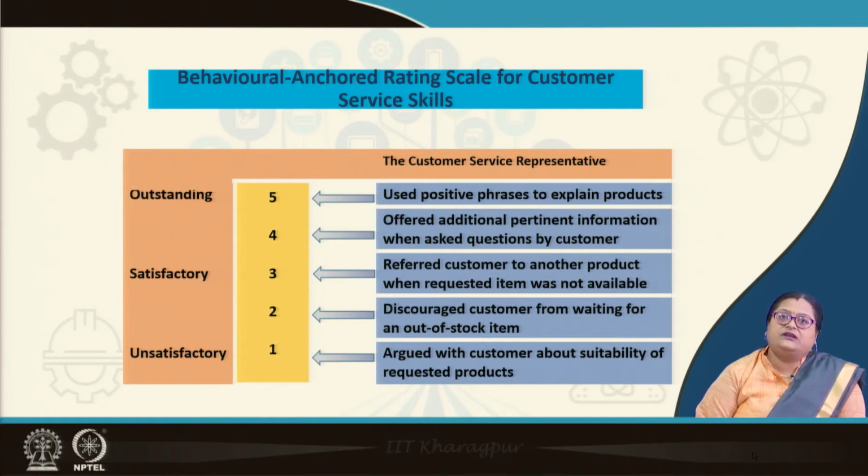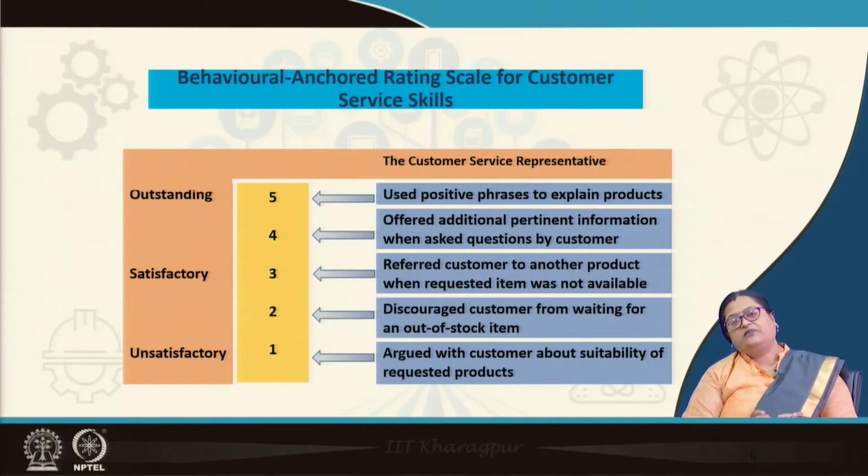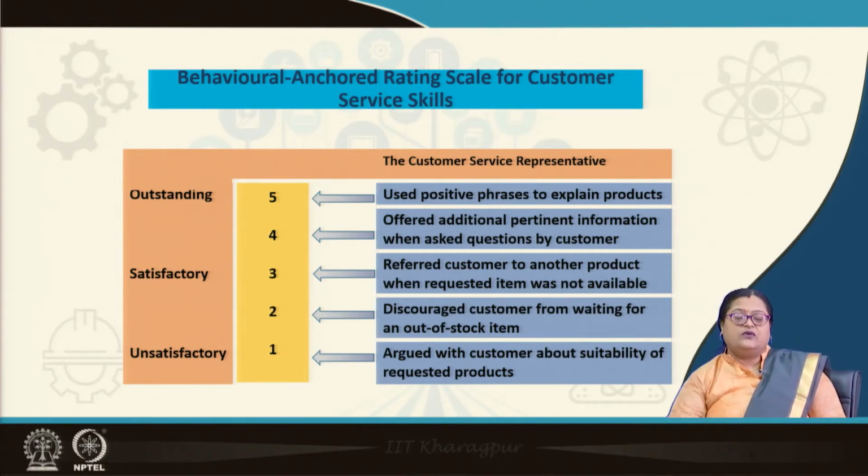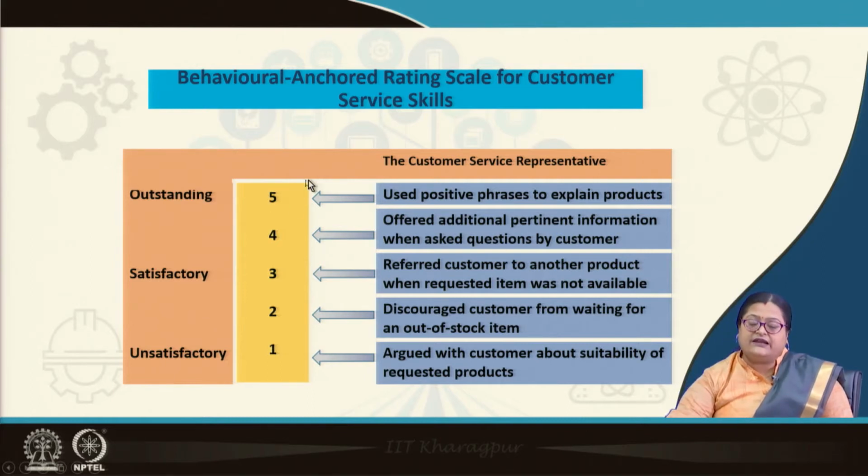Satisfactory, which is point 3, referred customer to another product when requested item was not available. 4, which is moving towards outstanding, is offered additional pertinent information when asked questions by customers, and in outstanding, which is 5, used positive phrases to explain products. So this is why we talk of behaviorally anchored rating scale. What you find, each of these points are anchored with a behavior which demonstrates the customer service skills of the customer service representative.